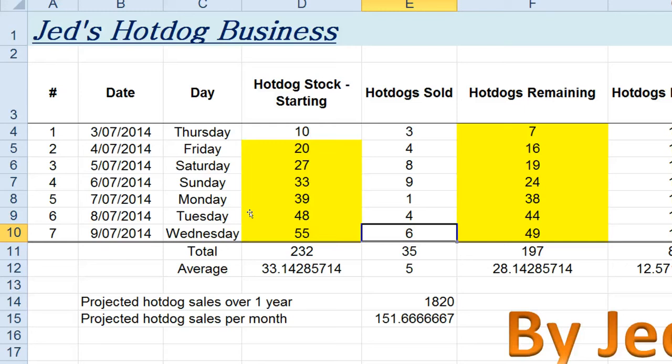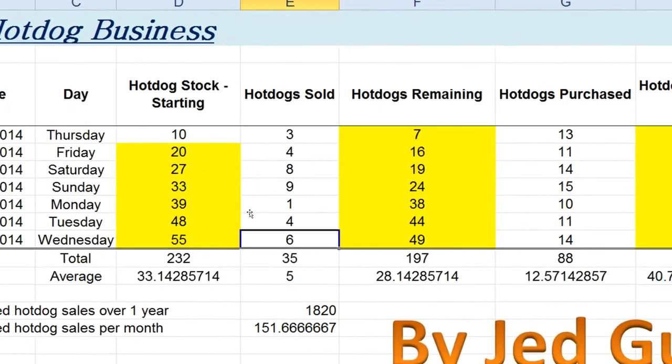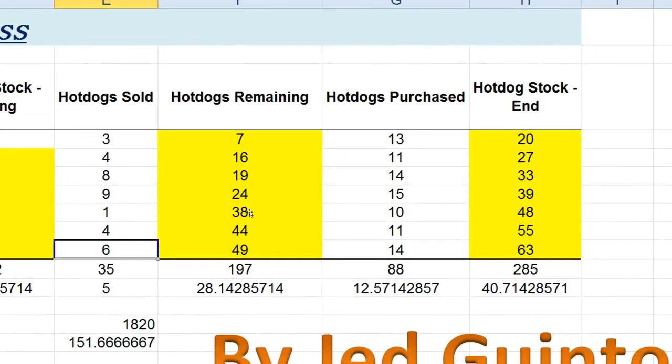So, the case study we'll be looking at is a topic that is very near and dear to my heart and my stomach. If you're one of my friends, you'll understand that. And that topic is hot dogs. I've put together an imaginary hot dog business where we'll be buying hot dogs to sell, then we'll be selling hot dogs, we'll be buying more hot dogs to put into our stock, and then we'll try and forecast or project how many hot dogs we'll sell for the rest of the year.